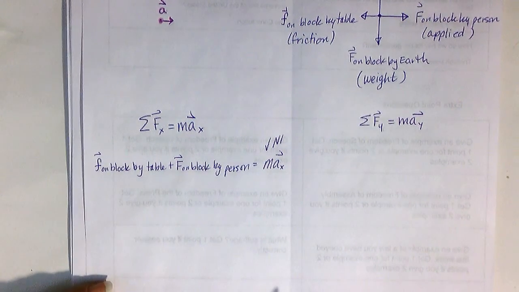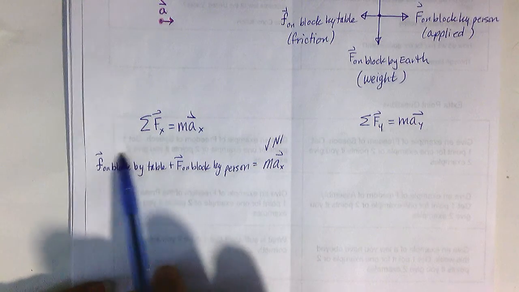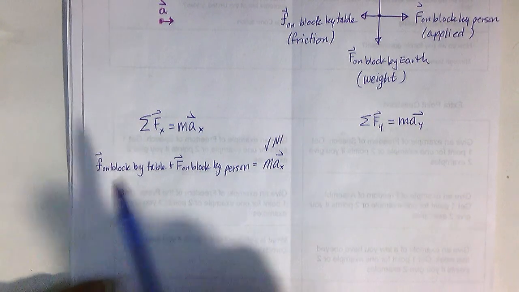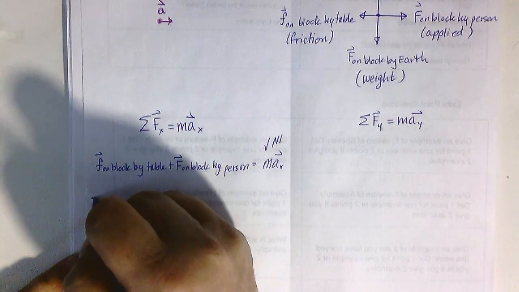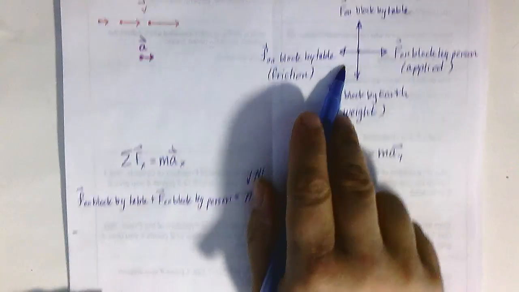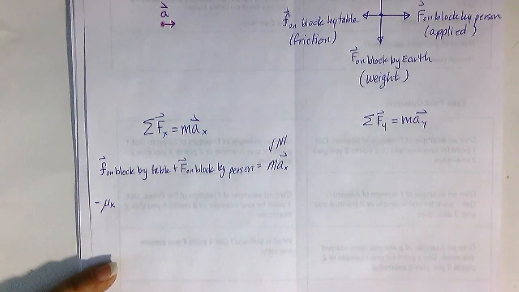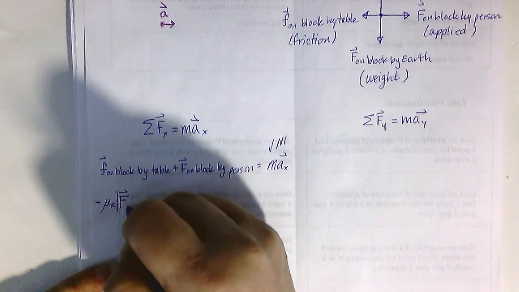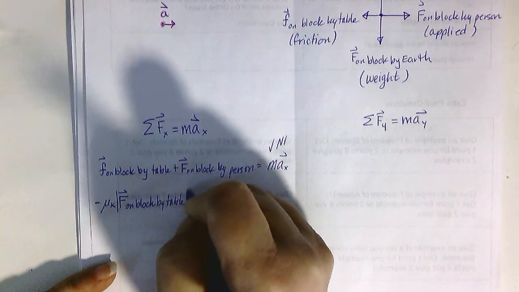So this is where it gets a little tricky. Your lowercase f, which represents friction, is going to be replaced with mu times capital F on block by table. Okay, so watch this. This is friction. Then we have minus, because it's going to the left, minus mu sub k, because we're moving, times the magnitude on block by table.